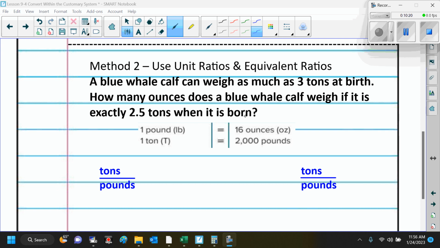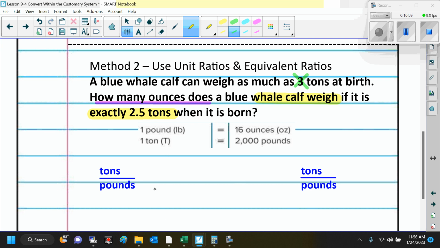Okay. All right. So the important information is what? What's the important information here? Very good, very good. So the calf weighs exactly 2.5 tons when it's born, and we want to know how many ounces it weighs, right? Is that other number important? No, we don't even need that, right? That's just extra information.